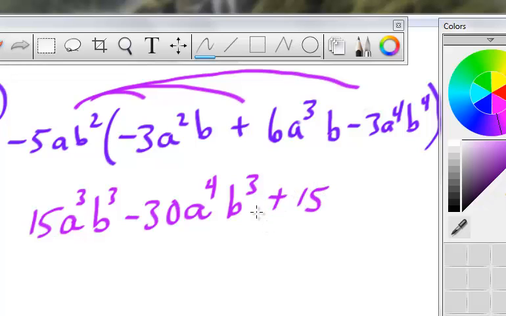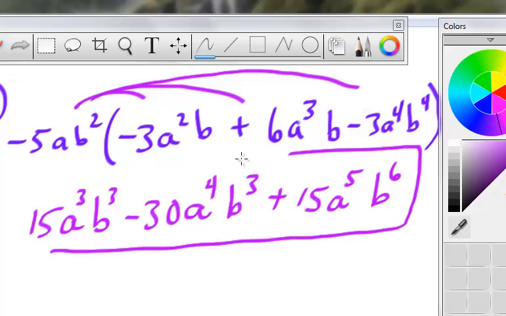Just be careful in the signs. A to what power, you tell me? 5, good job. And B to the sixth. That's the answer. That is definitely the answer to that question.